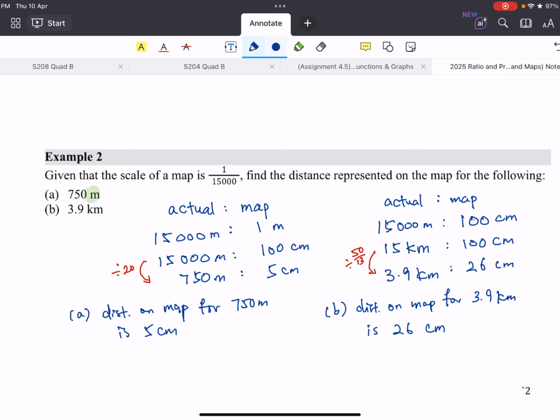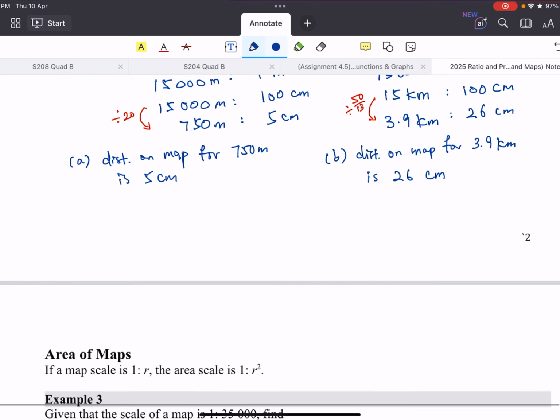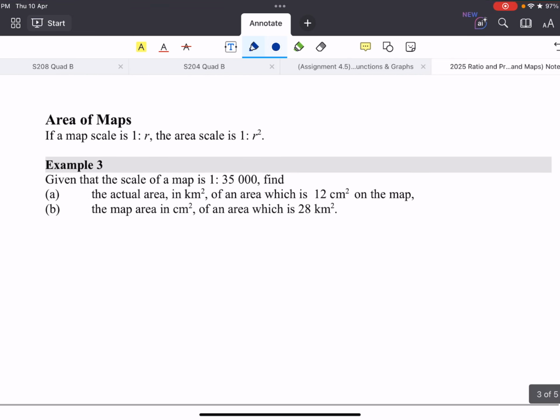Okay, let's move on. Okay, so now we come to the area, right? So of course, when we talk about scale, the default is that we are comparing length, not area. So area is different, right? So in order to find the ratio of the area, we need to actually square it. That's one way to do it. Or we just break it down into length times breadth.